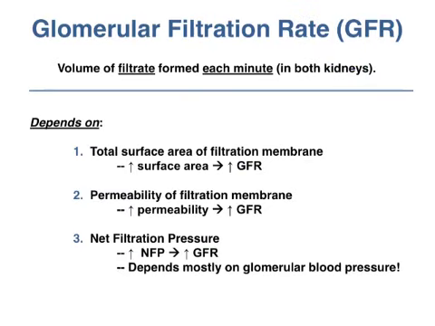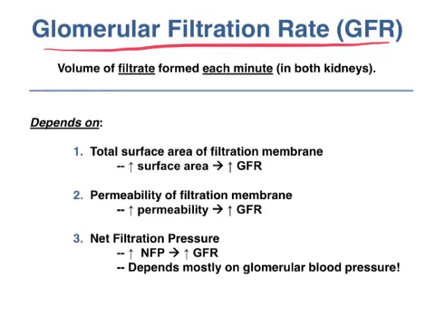Net filtration pressure influences the rate at which filtrate is formed, the glomerular filtration rate, which in turn influences the effectiveness of tubular reabsorption because it controls how quickly urine, or filtrate in the process of becoming urine, is passing through the convoluted tubules and loop of Henle in the nephron.